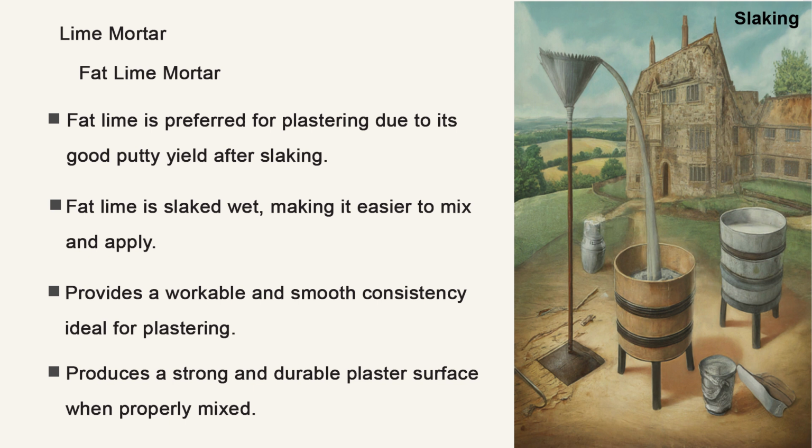Here, what does slacking mean? Slacking is nothing but the process of adding water to lime to create a smooth and creamy putty. Getting back to the process, fat lime is our choice and it is slacked wet, which makes it easy to mix and work with. The mix proportion for fat lime here is usually between 1:3 or 1:4, that is the lime to sand ratio.